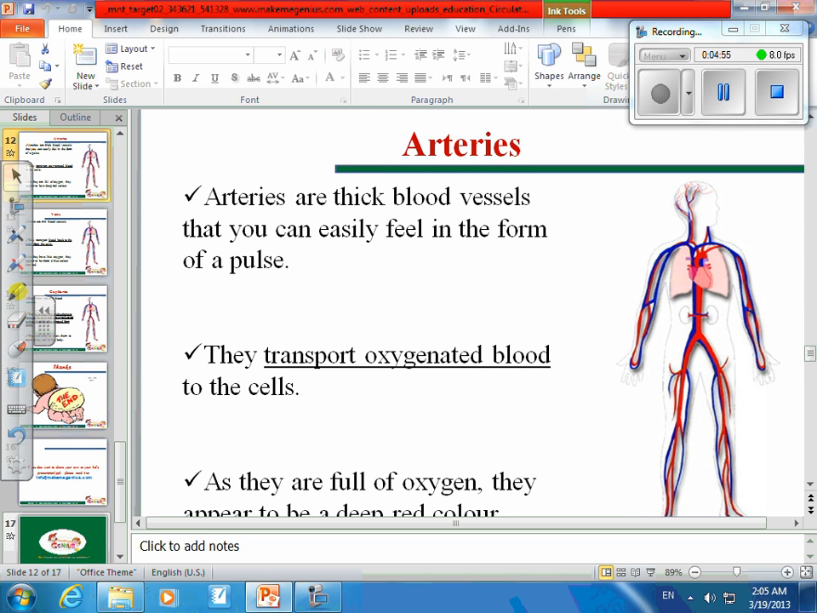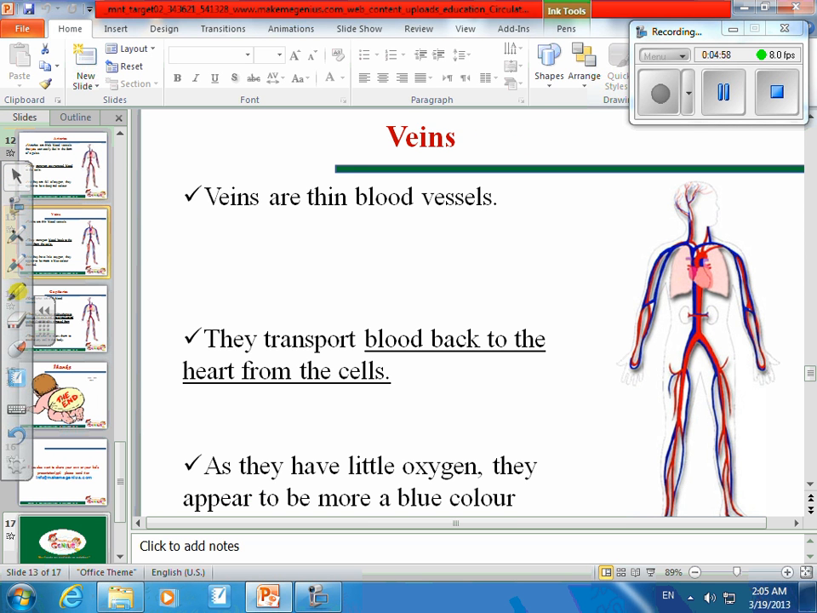Okay. The second type of blood vessels is veins. Veins are thin blood vessels. They start from the blood capillary. If they start from the blood capillary, will they be thin or thick? Thin. They start from a thin place, so they are also thin.